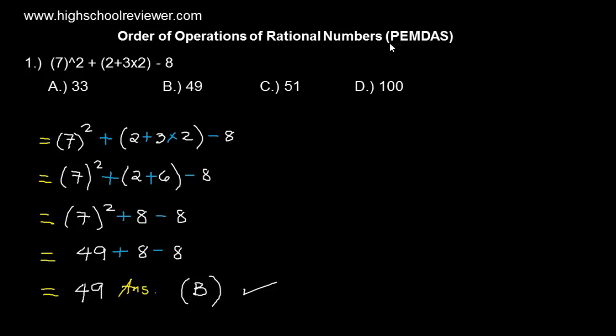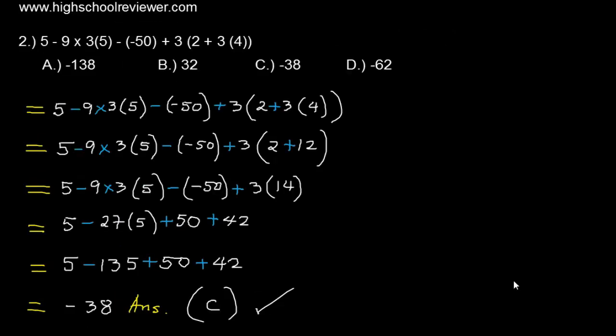Always remember PEMDAS. First perform those that are inside the parentheses, followed by those that have exponents, and then the multiplication and division, and the last will be the addition and subtraction. Again, our final answer is positive 49, or letter B.